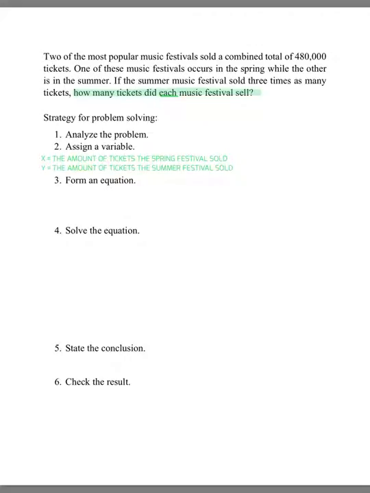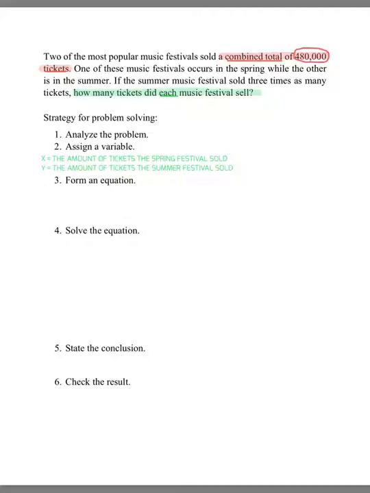So now, the first sentence says that 2 of the most popular music festivals sold a combined total of 480,000 tickets. So we're going to want to keep that number in mind, 480,000 tickets. And then again, that's the combined total. The second sentence says that one of these music festivals occurs in the spring, while the other is in the summer. So numerically, nothing is of value in that sentence, so we'll move on to the next sentence.